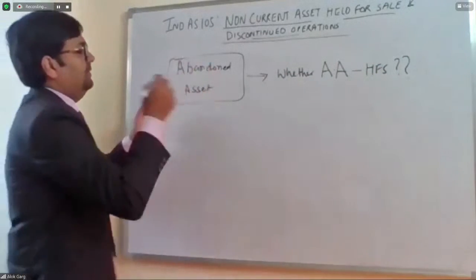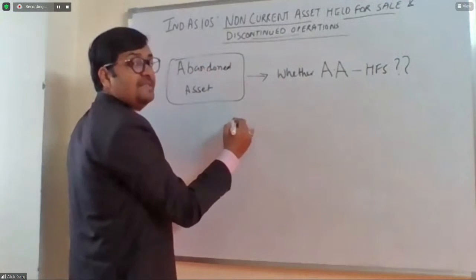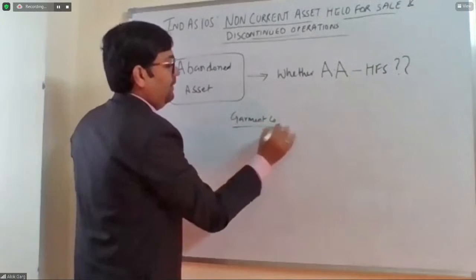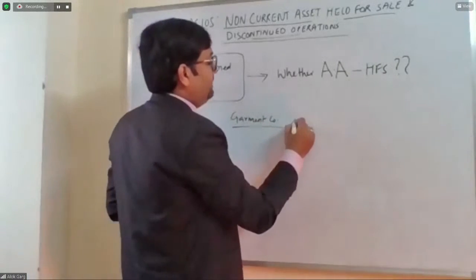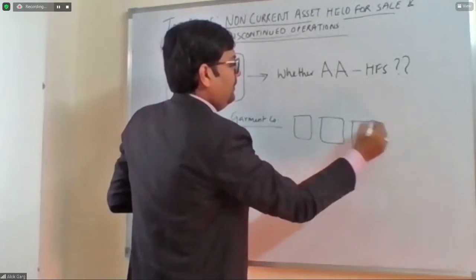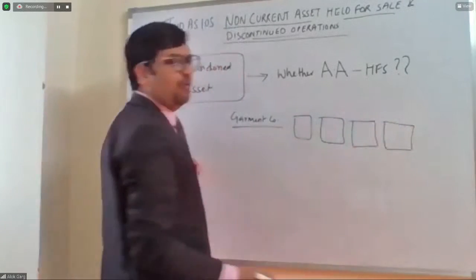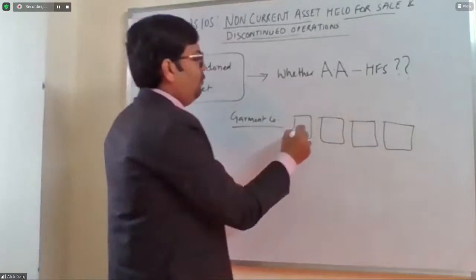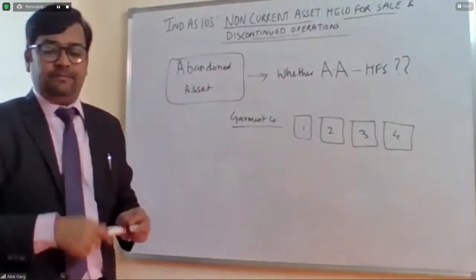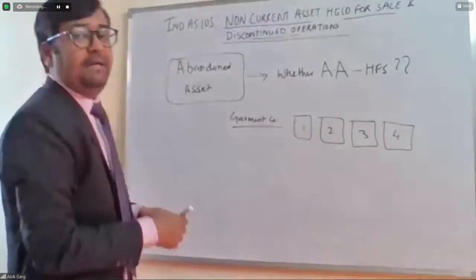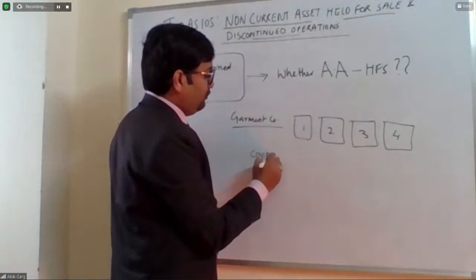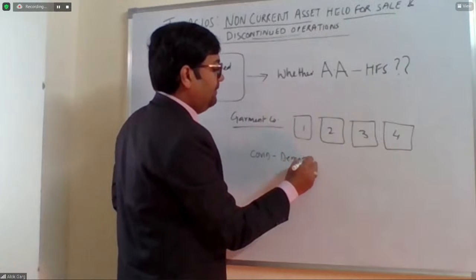For example, there is a garment company. This garment company has 4 machinery: 1, 2, 3, 4. Due to COVID, the demand has declined.